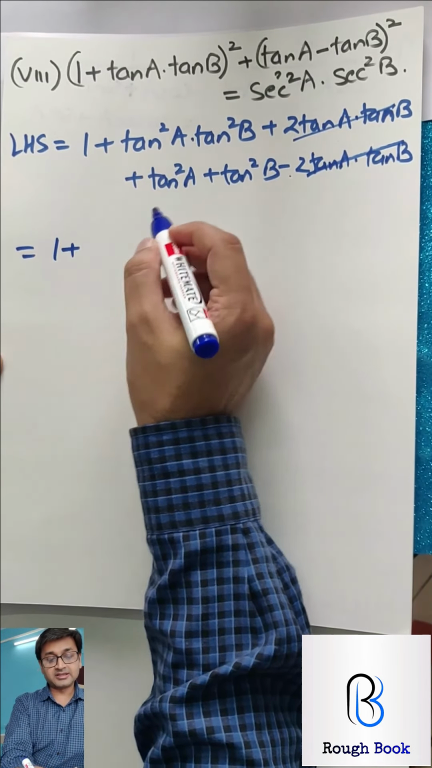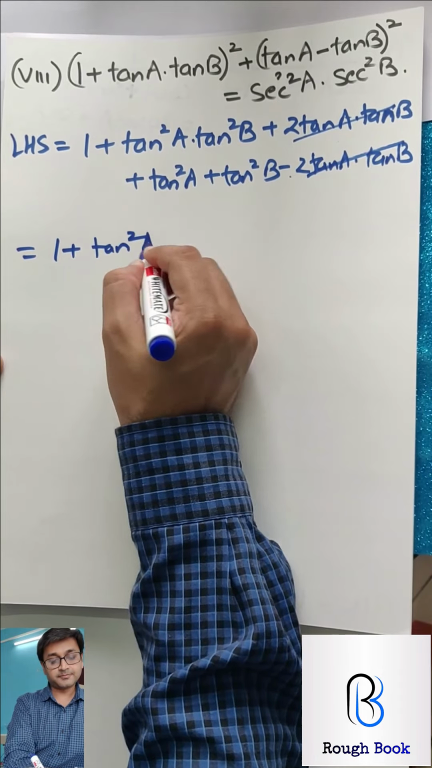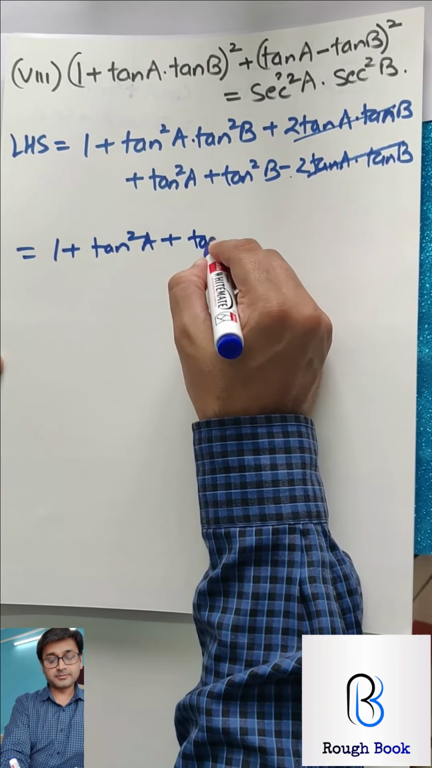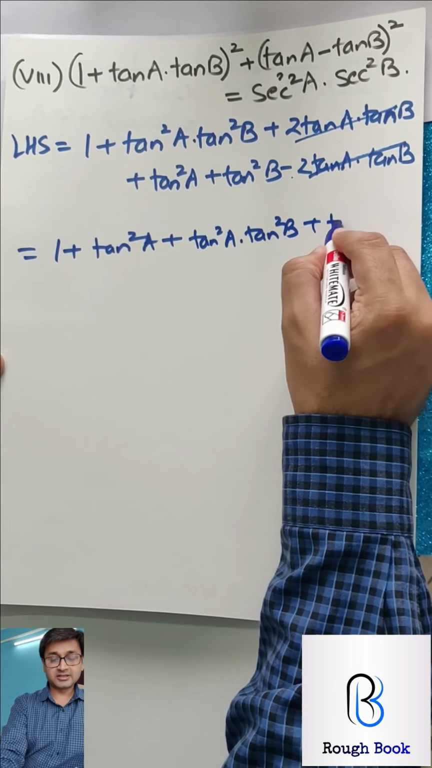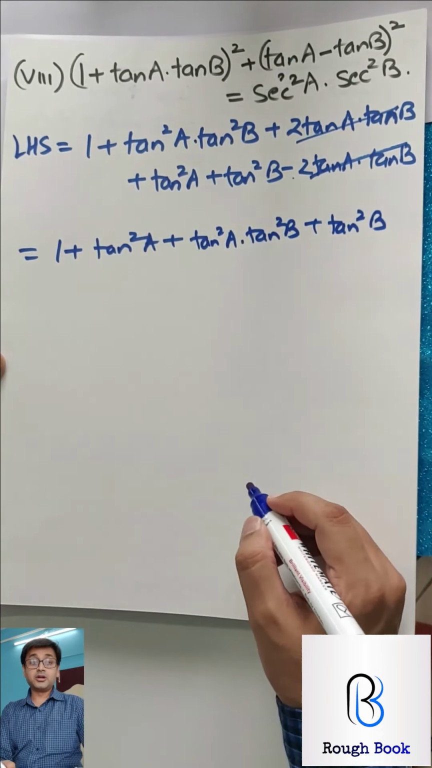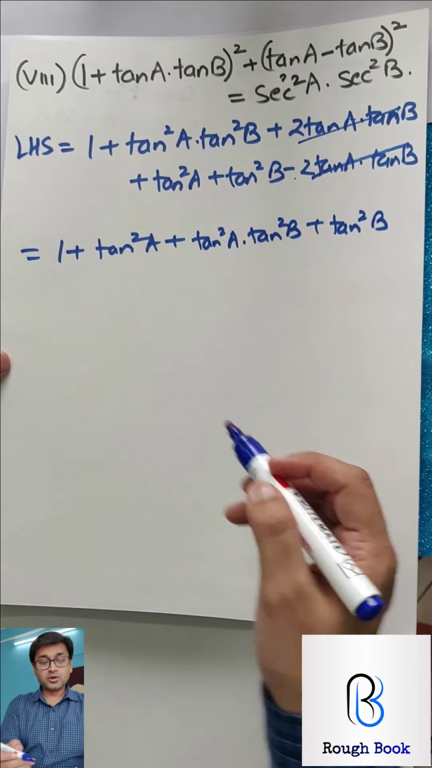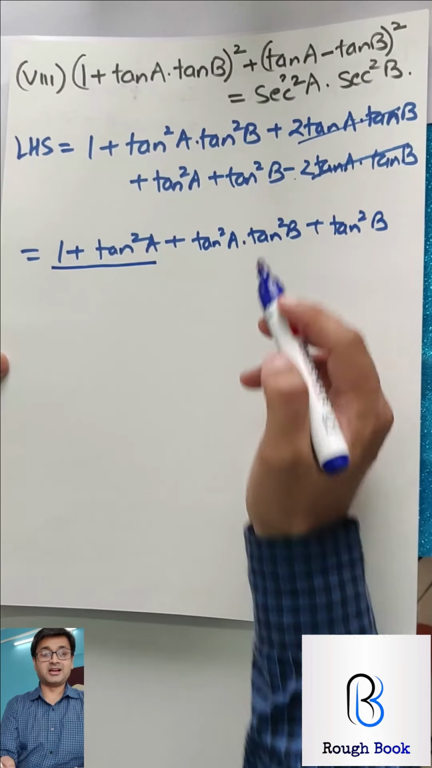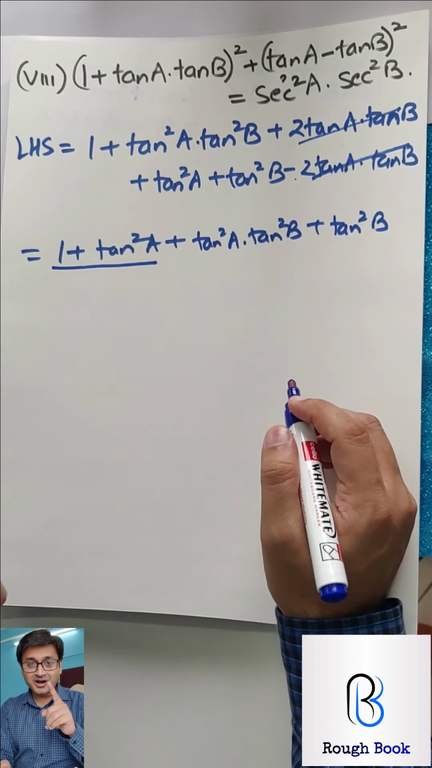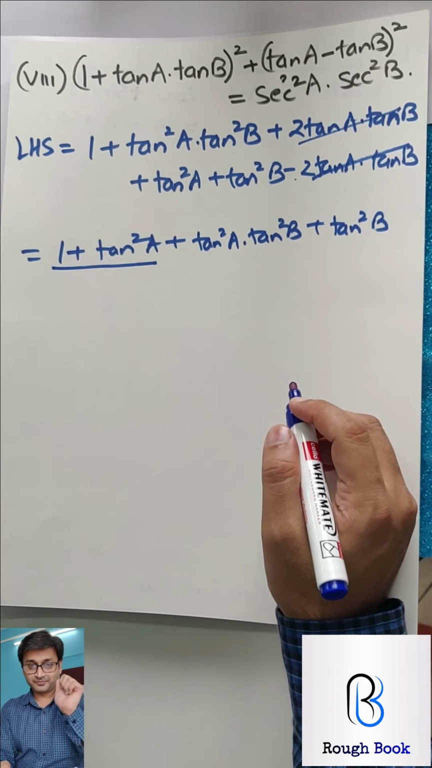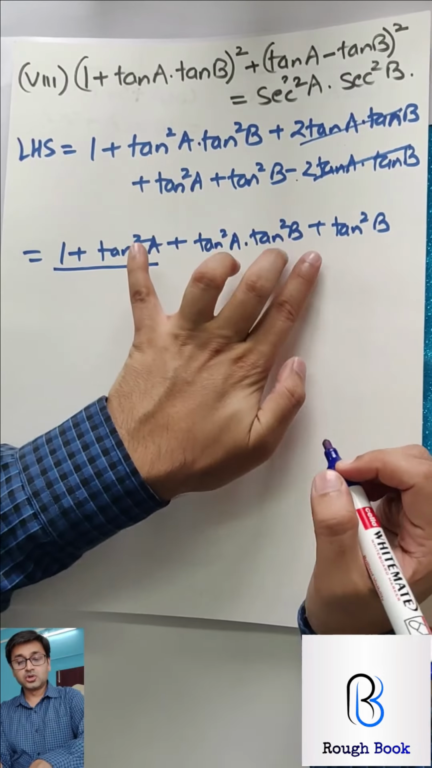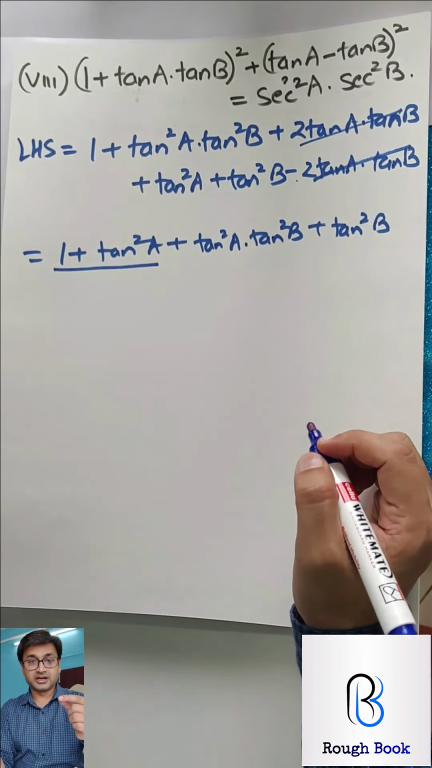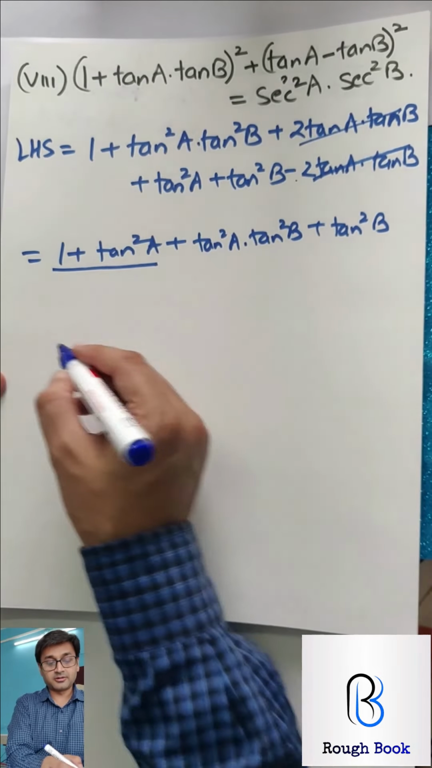I have 1 plus, I'm getting tan square a first, plus tan square a into tan square b plus this tan square b. Now why did I do this? Because I know that 1 plus tan square a is sec square a. Was I smart? Yes. Are you smart? Great. So we got these two together and these two together. So at least one part I can get. I will fetch one more extra mark.